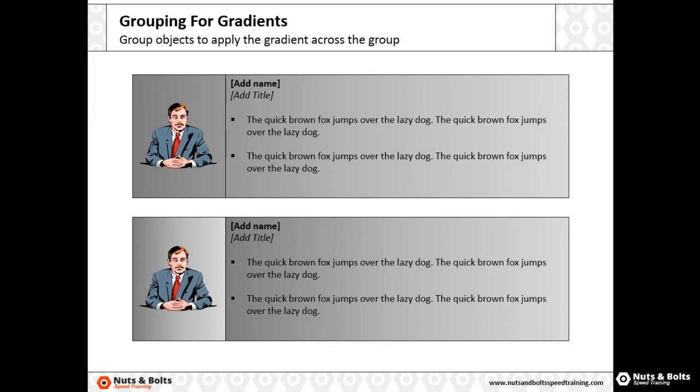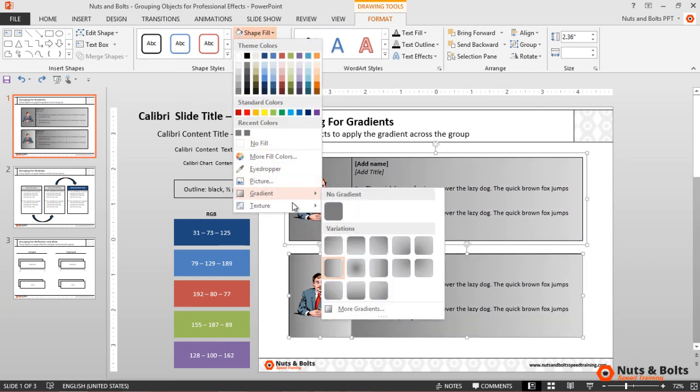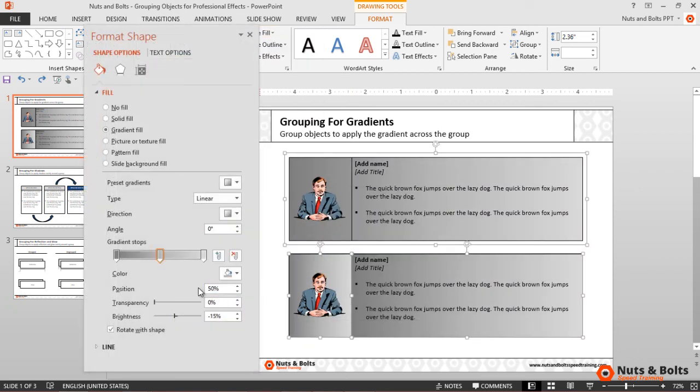And I can make this even more apparent if I hit Escape, come back to my Shape Fill, open my gradient, and come to More Gradients. If I adjust the gradient stop, again, you can see up top, the gradient is applied evenly throughout my entire object, where down below, it's applied to each individual rectangle on its own. So just keep that in mind. If you want to apply a gradient evenly across a number of objects, you need to group them first.